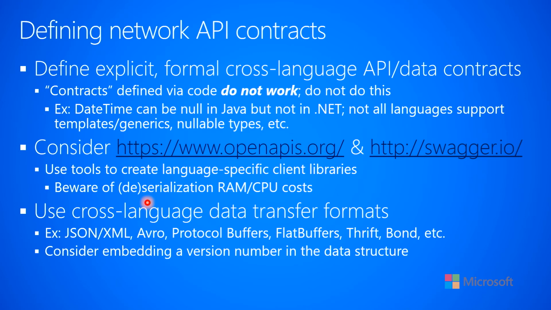There are many cross-language data transfer formats available. The default is JSON or XML, right? That's guaranteed to work because it really is just textual strings that you're moving around. There are some other more compressed binary protocols or data transfer formats available, like Avro, protocol buffers, flat buffers, Thrift, Bond, and really these things are a dime a dozen. There's like a new one popping up every month. So you can take a look at these.